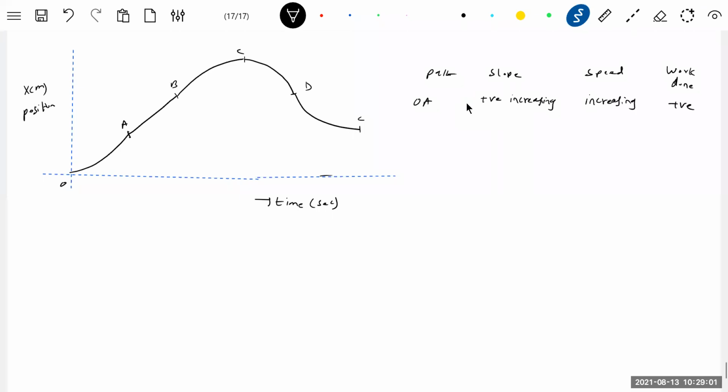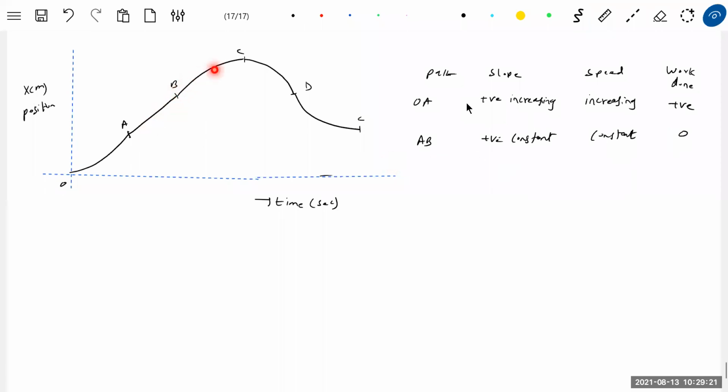Work done by the force will be positive for OA. For AB, the slope is constant, positive constant. Speed remains constant. If speed is constant, no change in kinetic energy. Work done will be 0.